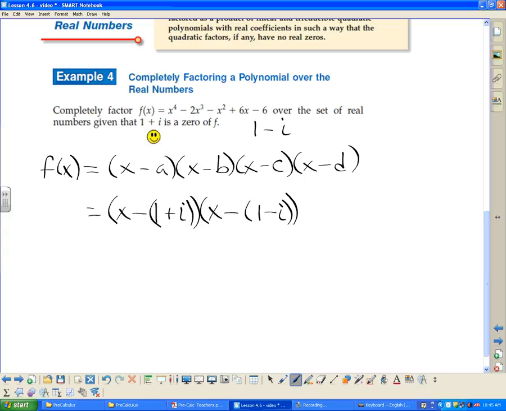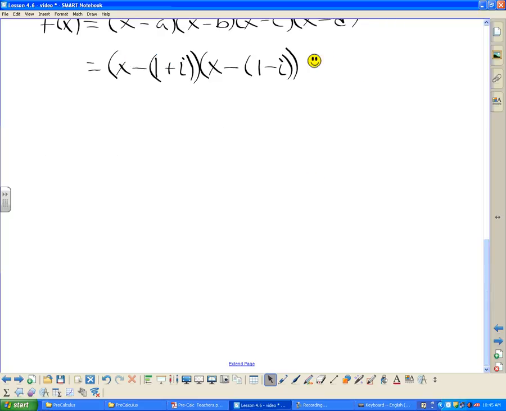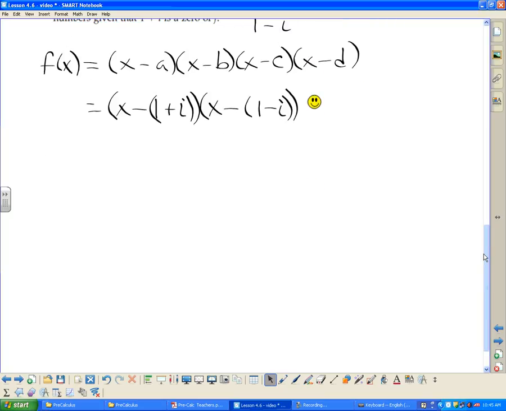And then we're going to have our other 2 here, C and D, and we're just going to hold off on them right now and just focus on these 2. So let's go ahead and simplify this and then do the multiplication so that we can work with it. We are going to rewrite this first of all as x minus 1 minus i and x minus 1 plus i. And then we'll do the multiplication to get rid of the i's.